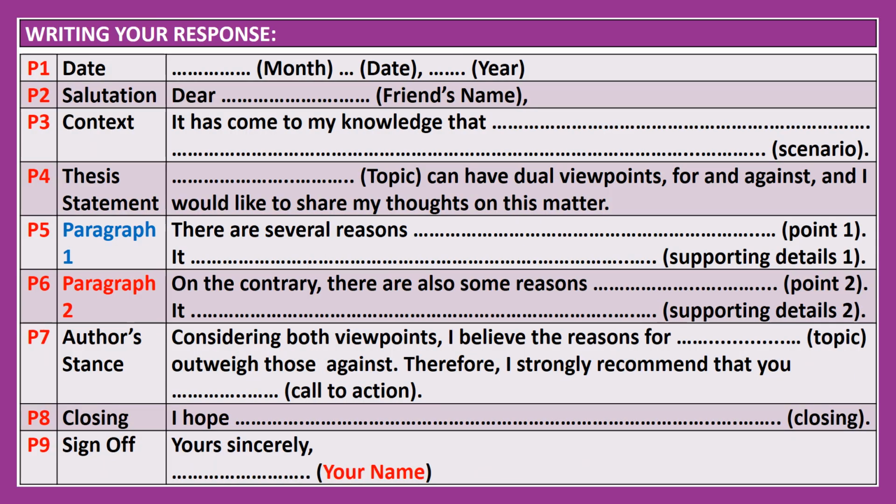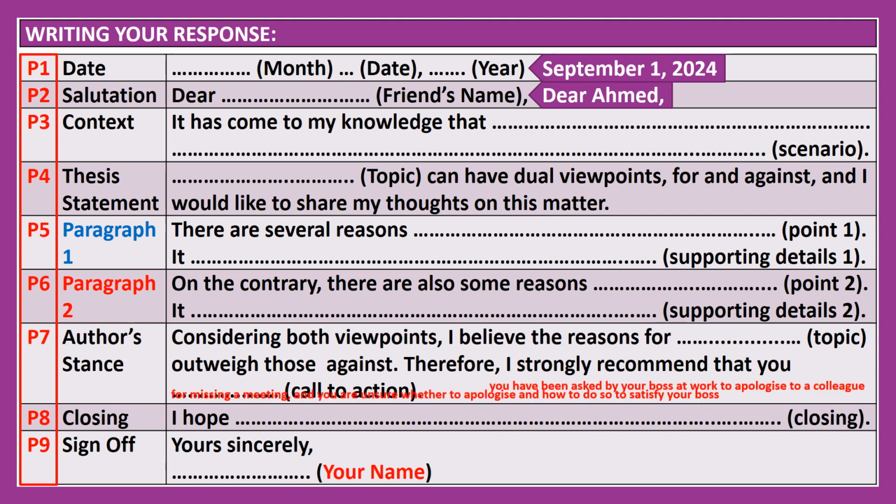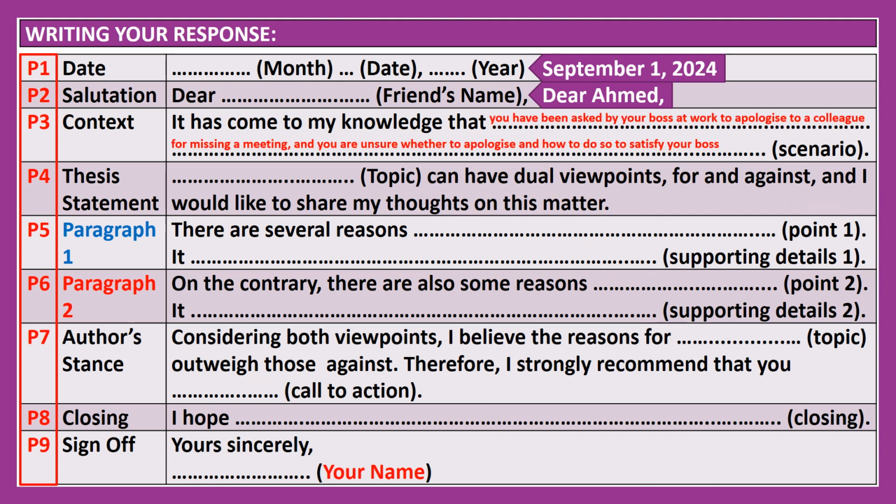Start writing your letter. The evaluative letter follows a specific structure. The paragraph references P1 to P9 indicate the sequence of paragraphs and their separation within the letter. Begin your letter with the date formatted appropriately. Include a salutation to address the recipient of the letter. State what you are writing about and why you are writing. Don't forget to state your point of view.